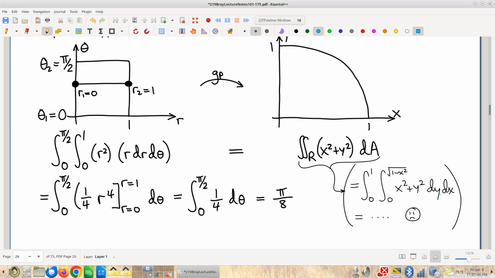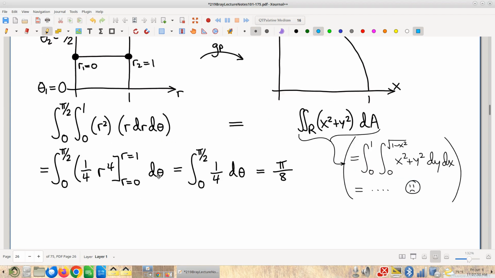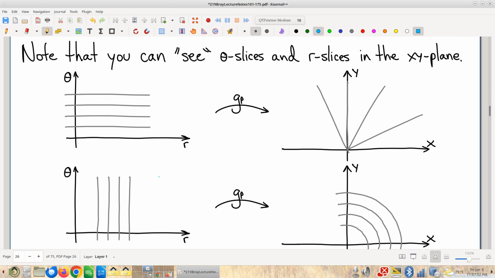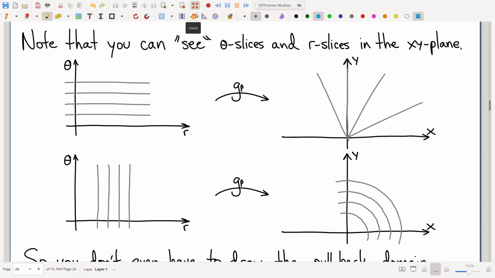And it's literally a change of variables. We literally did a pullback. Now, the next observation I want to make is kind of just a way of thinking about things. And I'm just going to start by observing that theta slices, we can actually see them in the xy plane. And what I mean by that is, let's think about an actual theta slice. Keep in mind, when we say slice, we mean perpendicular to that axis.